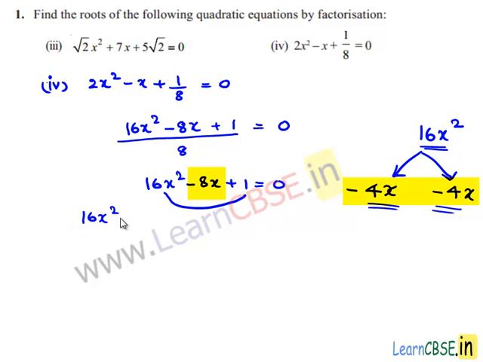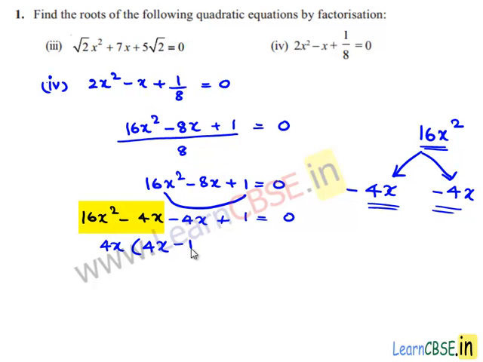16x square minus 4x minus 4x plus 1 is equal to 0. 4x can be taken as common from the first and second terms. 4x times of 4x minus 1, and minus 1 can be taken as common from the third and fourth terms. Minus 1 times of 4x minus 1 is equal to 0.